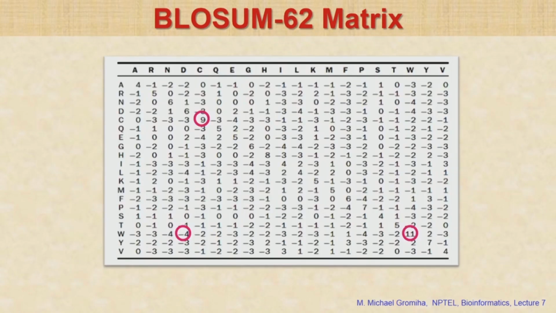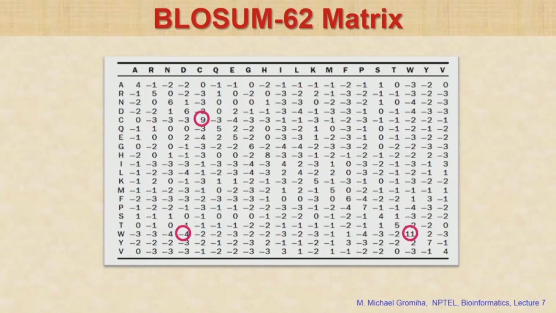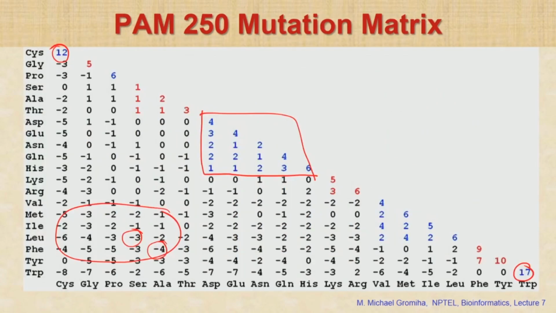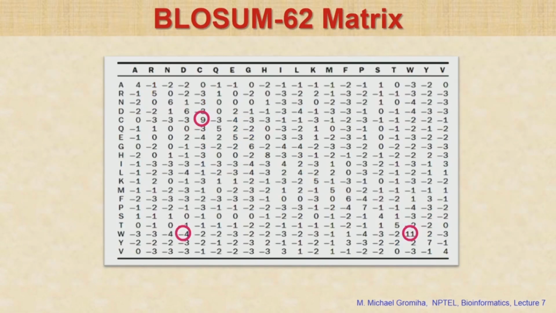Now, I show the BLOSUM matrix and we compare this data with the PAM matrix. If you see here, what is the value of C to C? 9, right? Tryptophan? 11. Likewise, if you have some mutations, for example, tryptophan to aspartic acid, -4. Here, tryptophan to aspartic acid, -7, right? Here there is an adverse effect, here also an adverse effect. So, we look into these two matrices. Qualitatively you can see that both are similar.